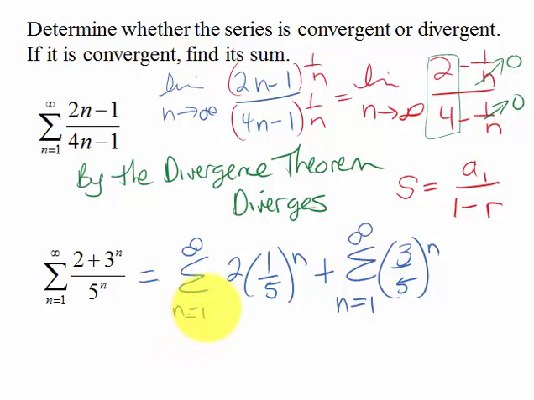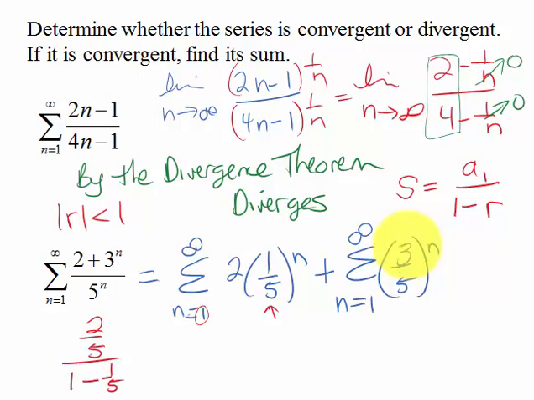So the first term is what we would get if we put a 1 in here. So that's going to be 2/5, and that's going to be over 1 minus 1/5, because this is our common ratio right here. And remember that a geometric series converges if the absolute value of the common ratio is less than 1. We also have a convergent geometric series here because there's our r and it is also less than 1.